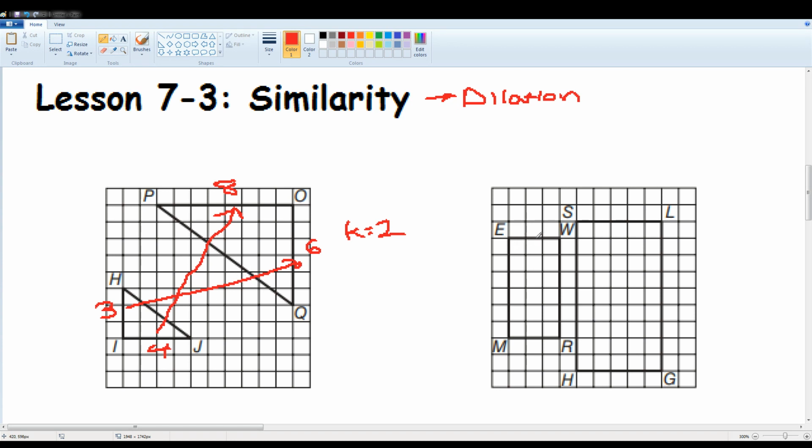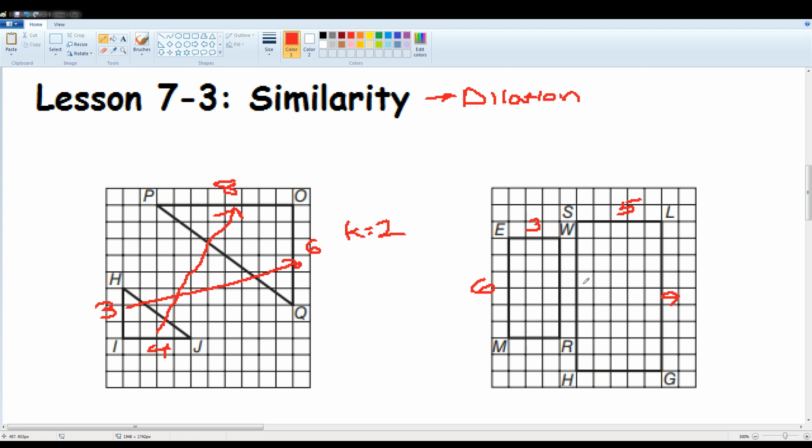Okay, how about these two rectangles? Are they similar? I'll test it here. We have side 3. We have side of 6. And here we have a side of 5 and a side of 9.